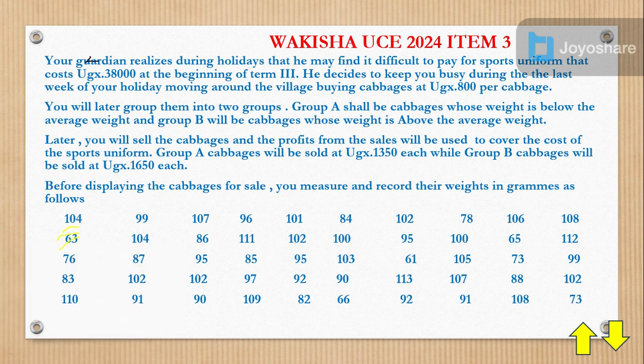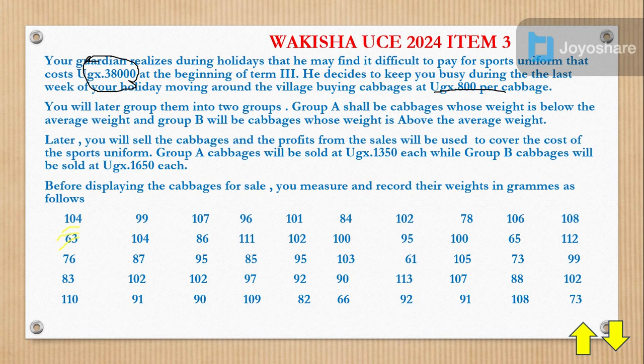Here the goal is making Uganda shillings 38,000. We want to see whether that goal will come true, because he decides to keep you busy during the last week of your holiday, moving around the village buying cabbages. The buying price for cabbage is 800 shillings per cabbage. Then you will later group them into two groups. Group A shall be cabbages whose weight is below the average, and Group B will be the cabbages whose weight is above the average weight. Later you will sell the cabbages and the profits will be used to cover the cost of the sports uniform, which is meant to be 38,000.